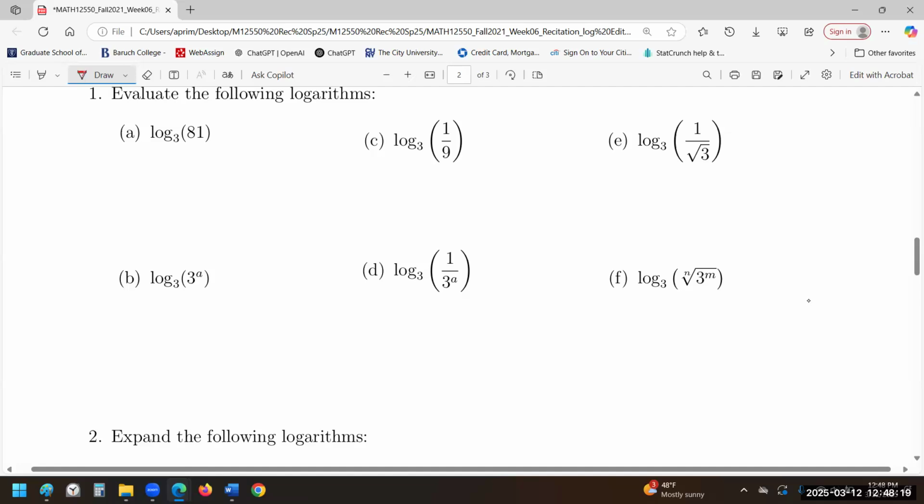Question? Oh, you're stretching. Okay, so let me show you one of them. The common mistake one, F. Now, before even doing that, let's do E.